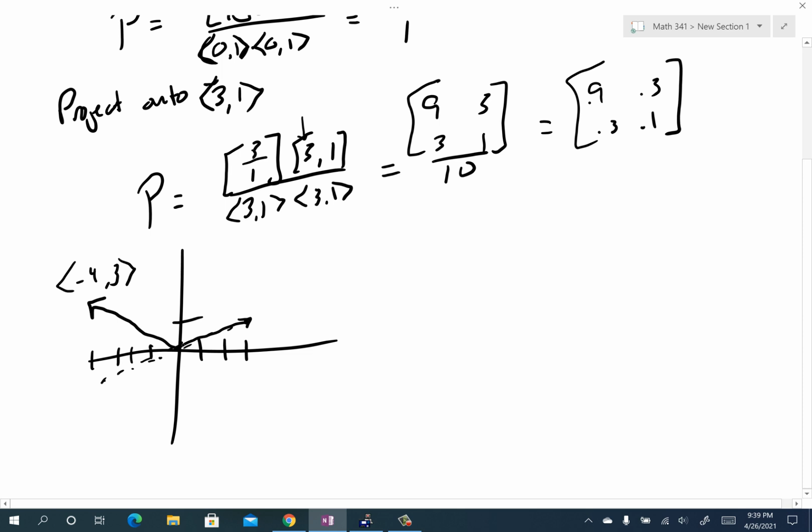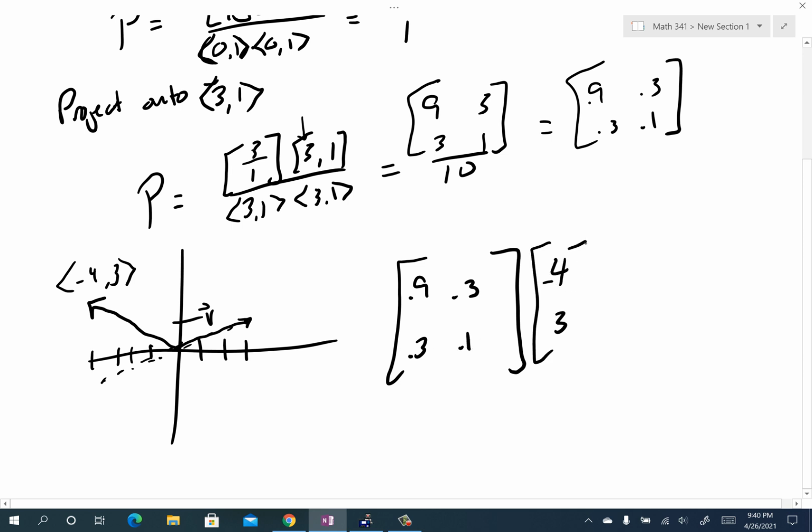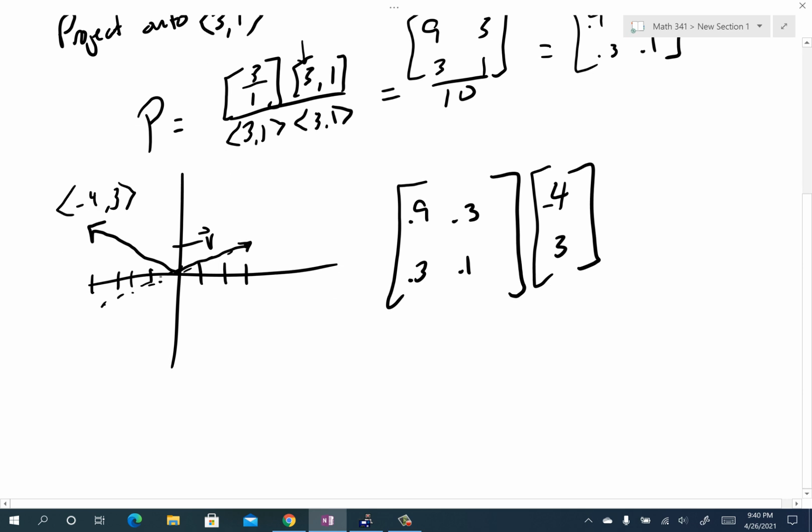So let's see what our projection matrix looks like. Now, remember, the projection matrix is all about V. It's all about V, okay? So I'm going to take this projection matrix, 0.9, 0.3, 0.3, 0.1, and we're going to multiply it times our vector. So our vector should end up looking like this. Are you with me? It should end up down here like this. Let's see if that's true.